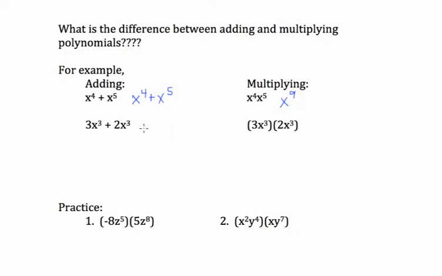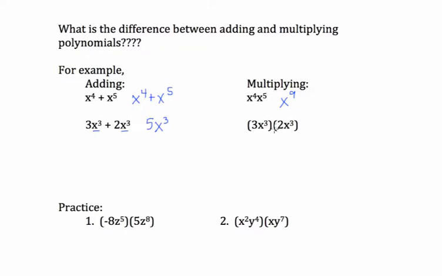3x to the third plus 2x to the third. 3 of them plus 2 of them makes 5 of them. We are allowed to add these because they do have the same ending of x cubed. And there you go.